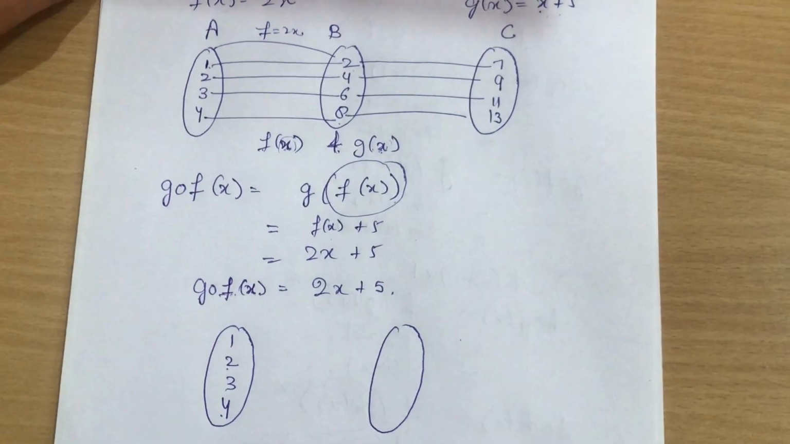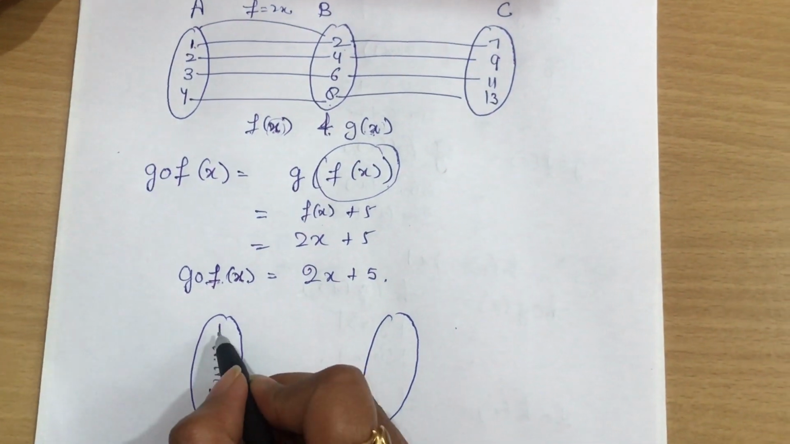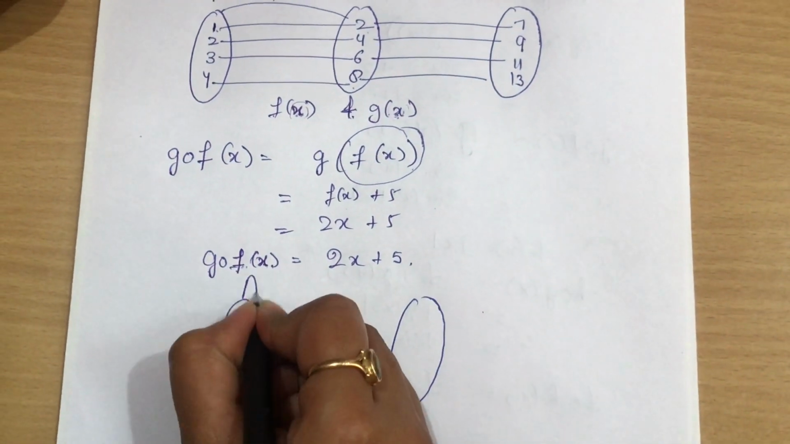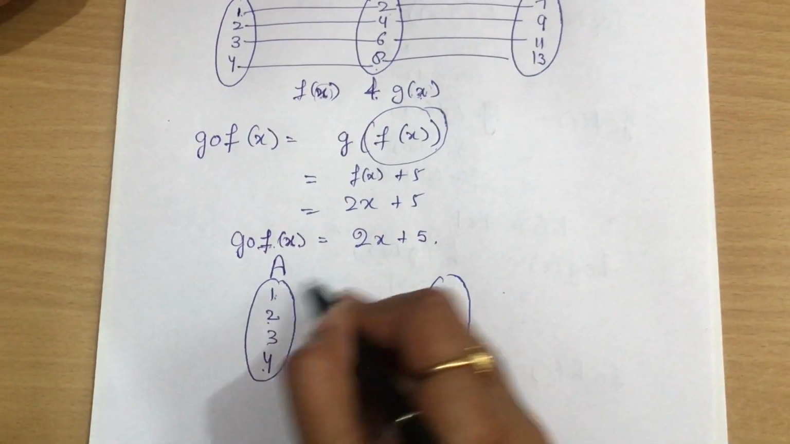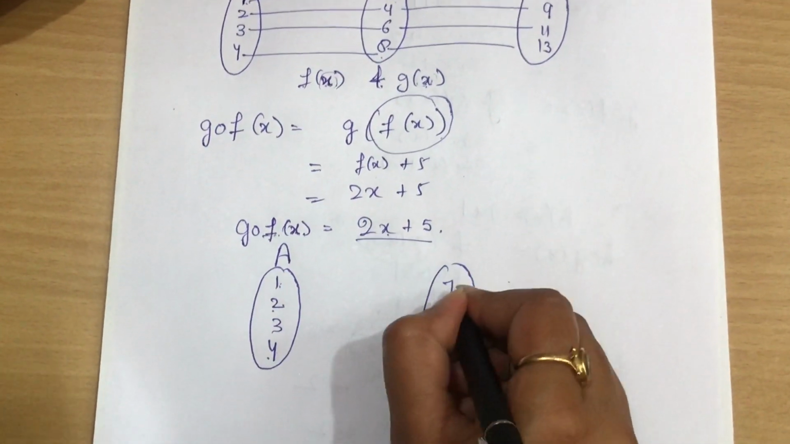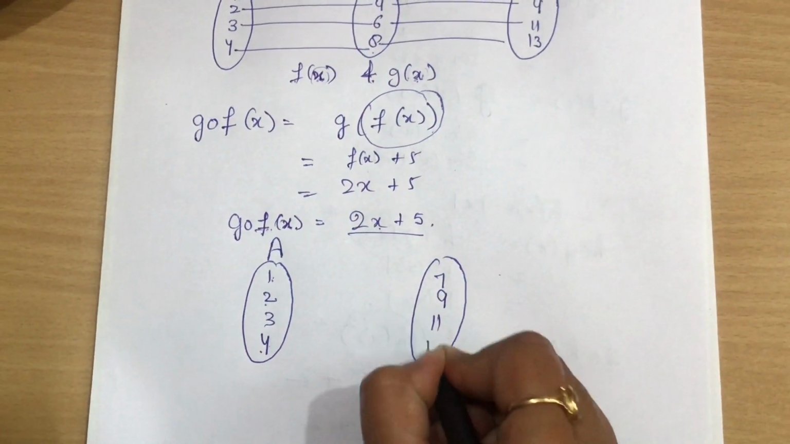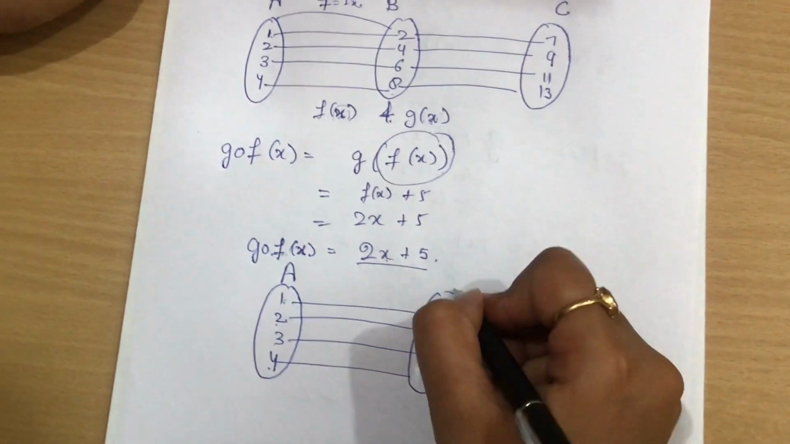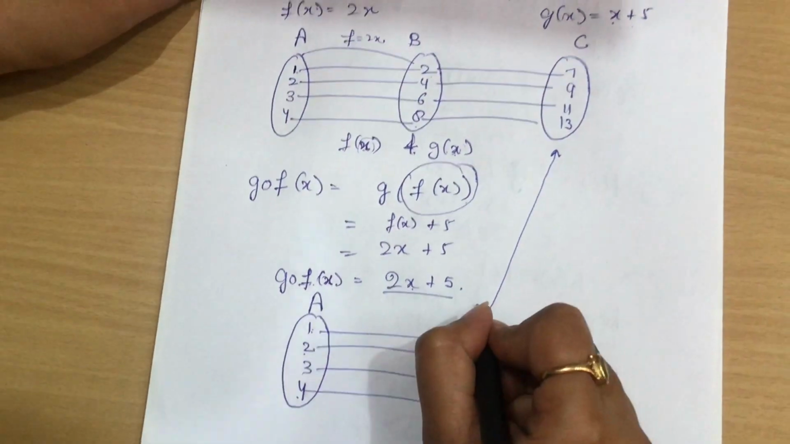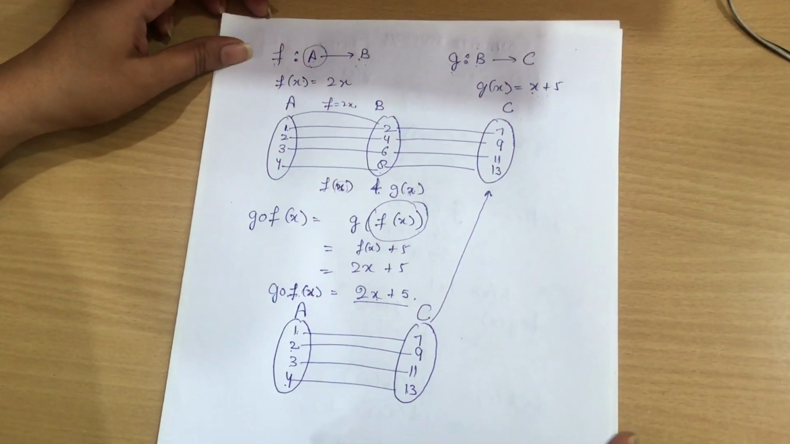Okay, and by substituting one by one element from your set A, you will get your codomain element. If you substitute 1 in this, you will get 7, you will get 9, 11 and 13. So this is a mapping like this, and students, this is clearly what? This is clearly a set C.